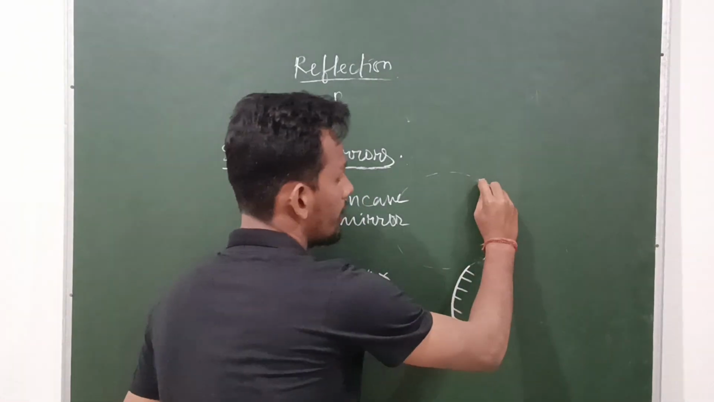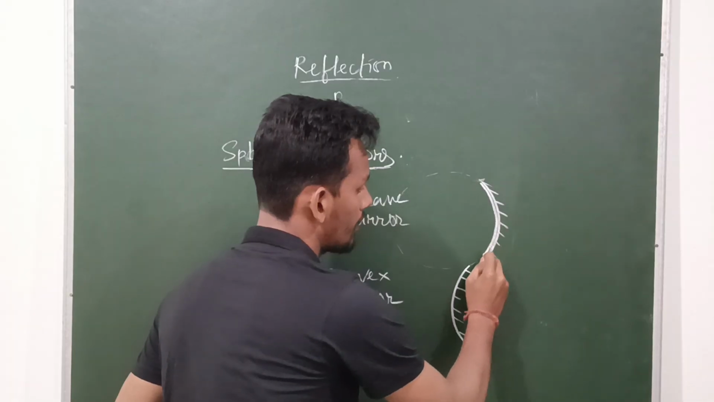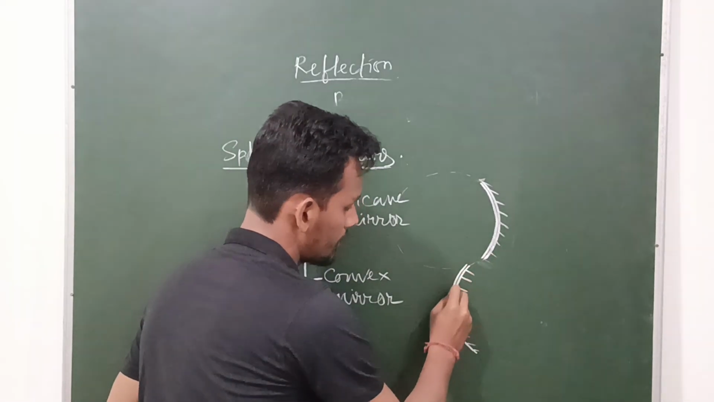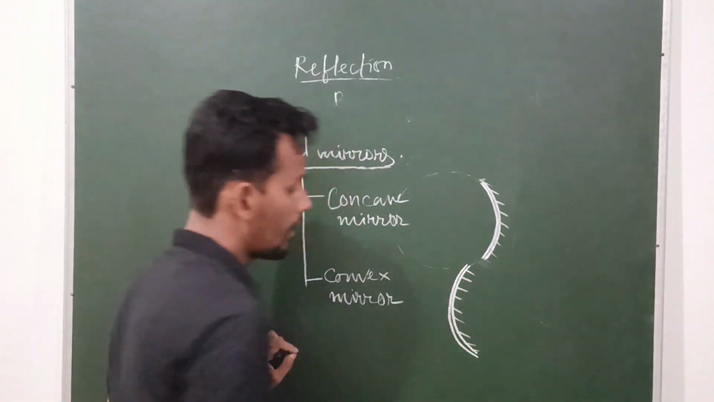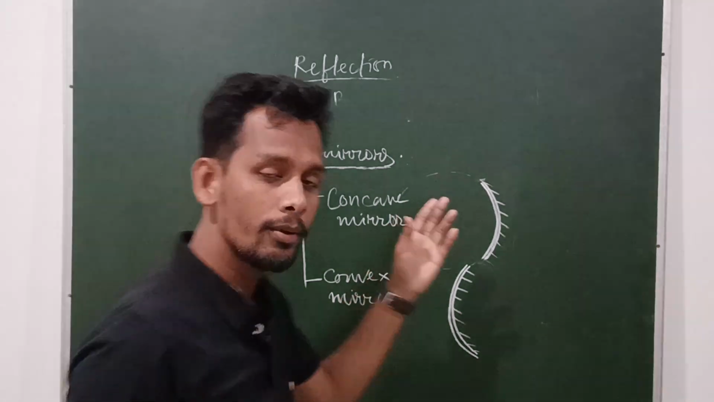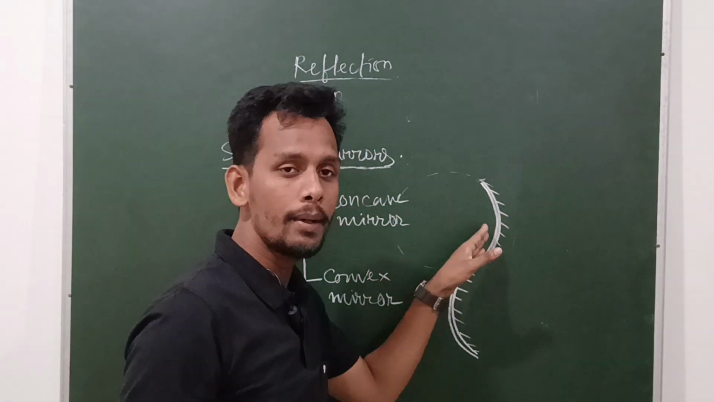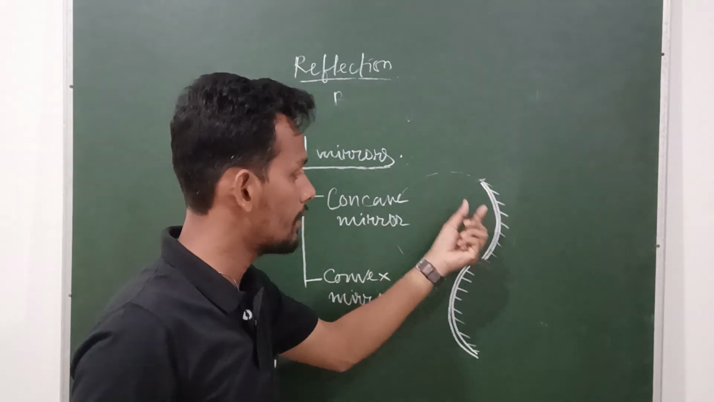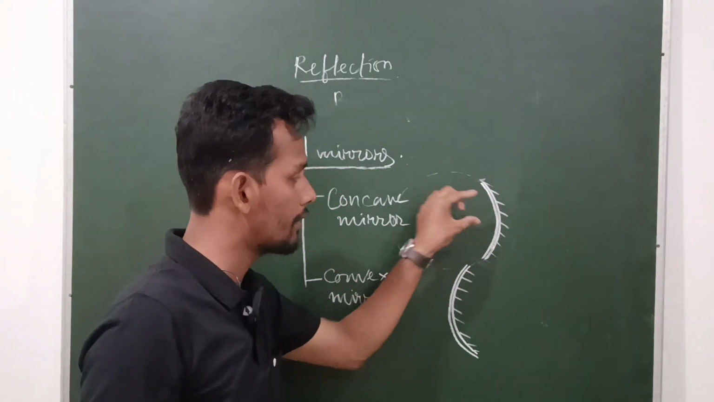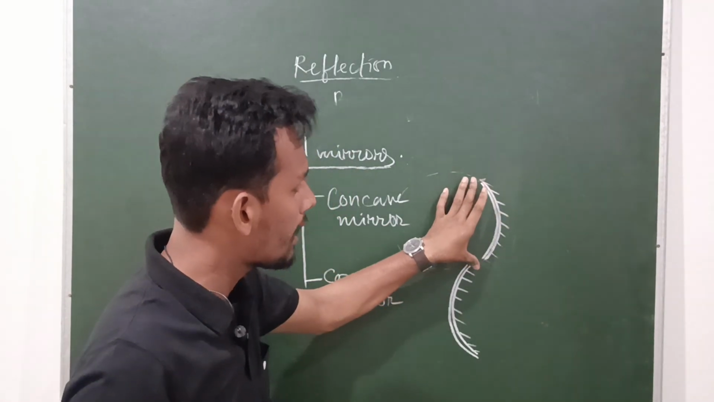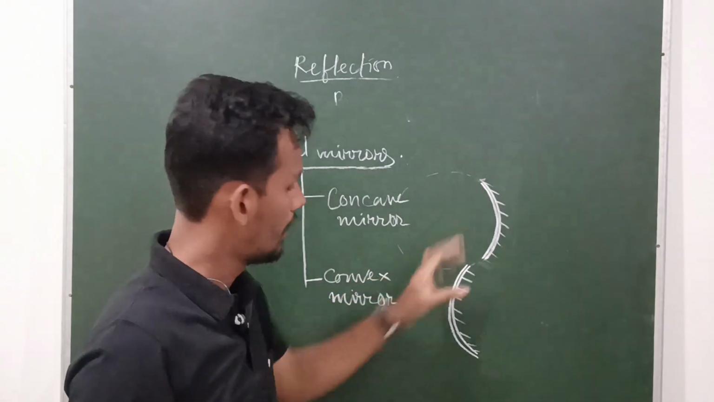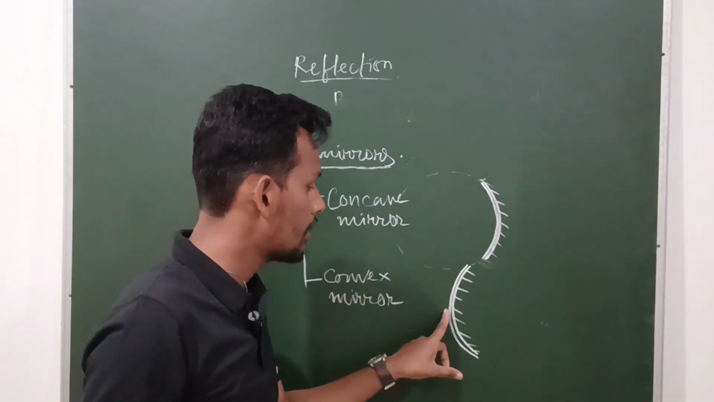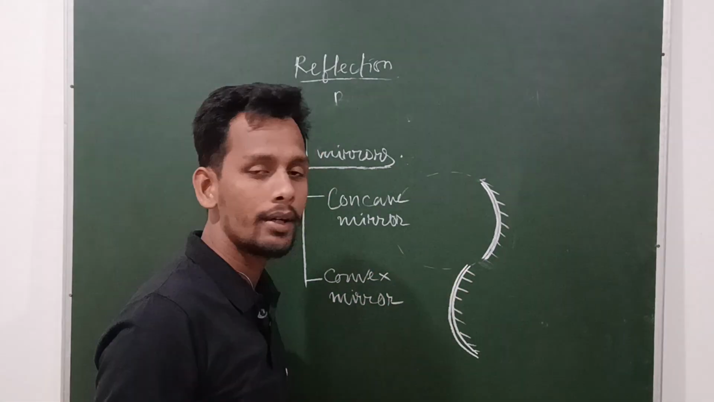This surface is the reflecting surface. What is the difference between the two mirrors? In case of concave mirror, the reflecting surface is directed inwards. The middle of the reflecting surface is thinner as compared to the outer region. And in case of convex, the middle portion is thicker as compared to the outer region.